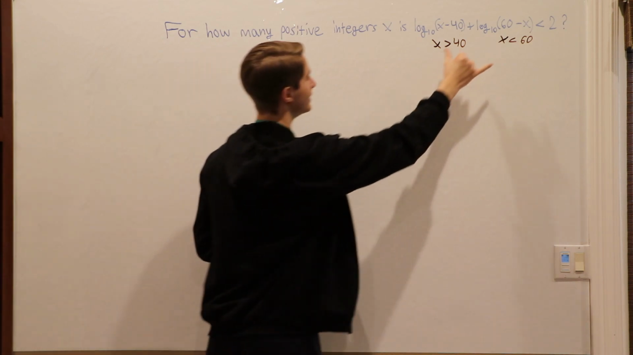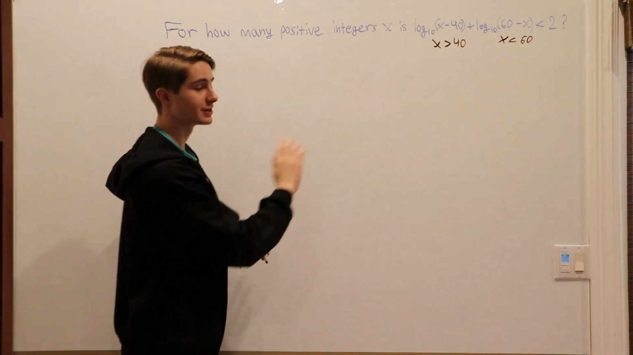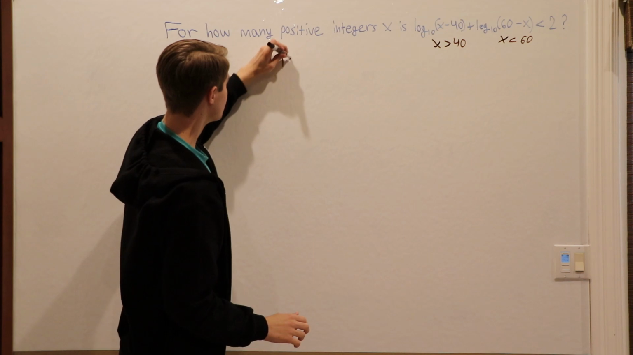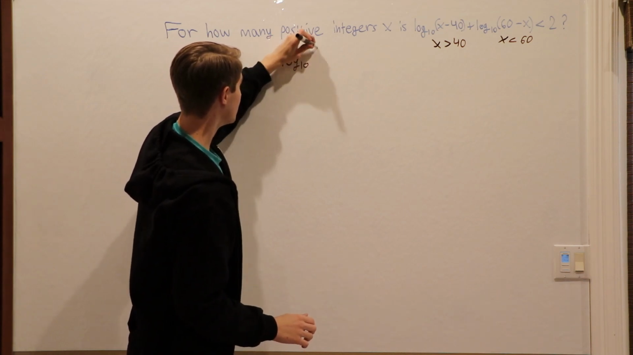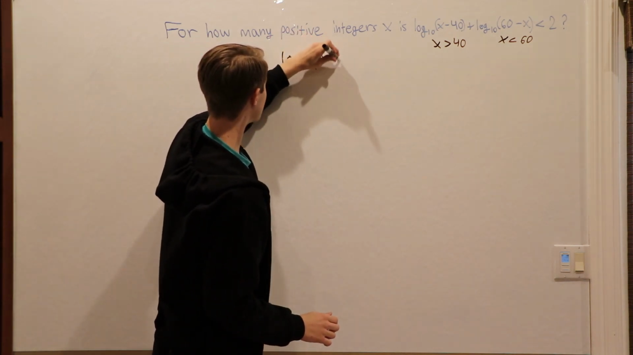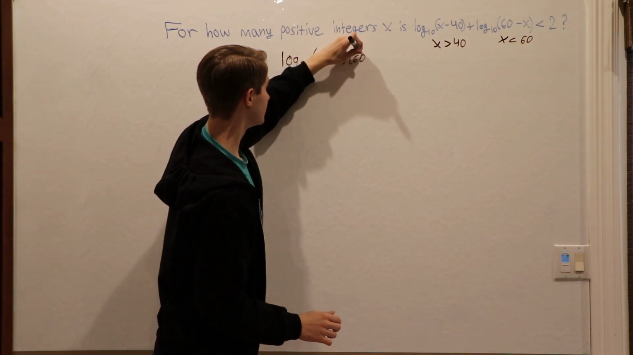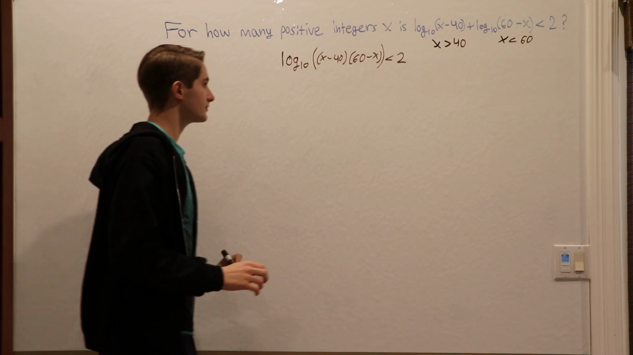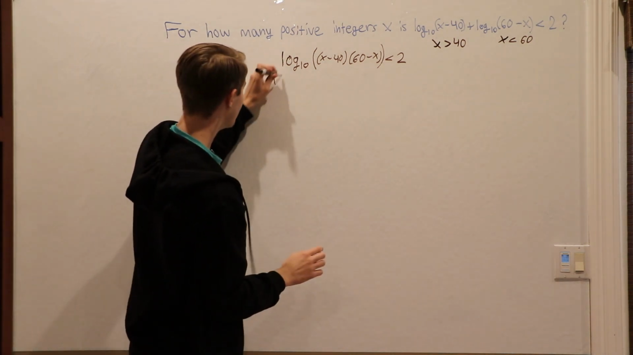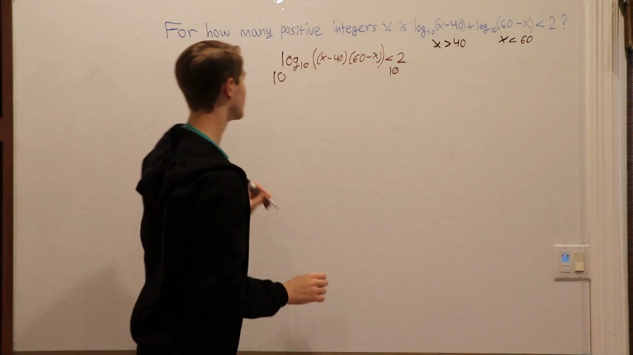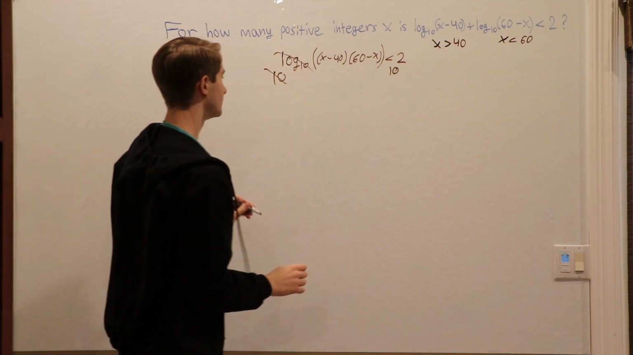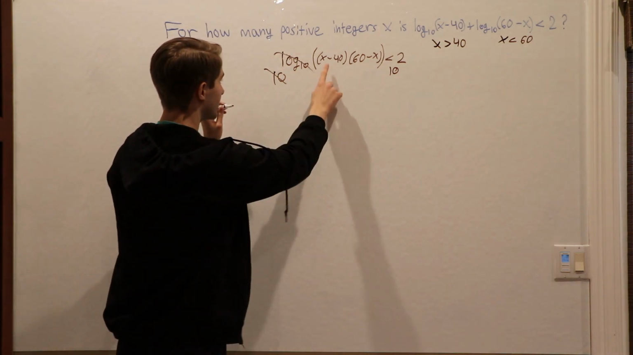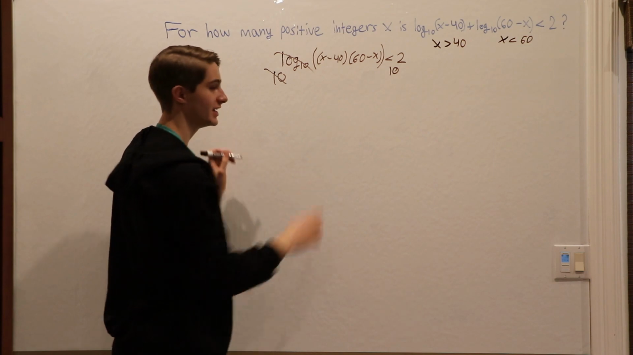So first of all, again, we can multiply the insides here because the logs have the same base. So we get log base 10 of (x minus 40) times (60 minus x) is less than 2. And then we can take 10 to the power of each side. This will cancel out the logarithm. So on this side we get (x minus 40) times (60 minus x).